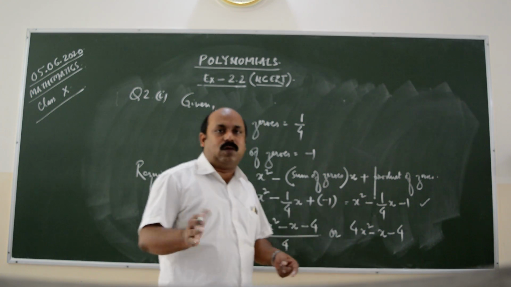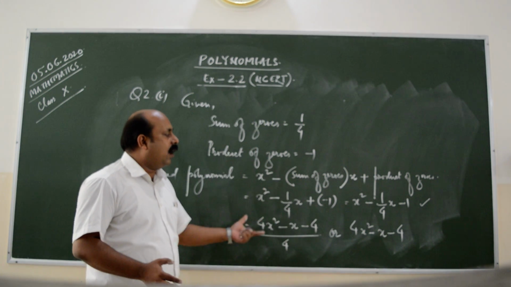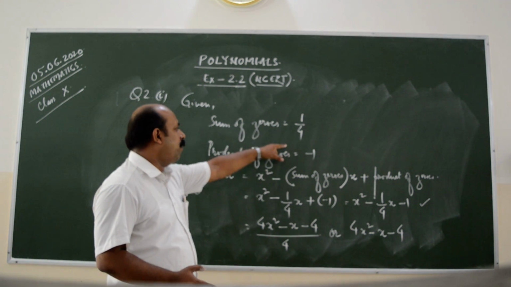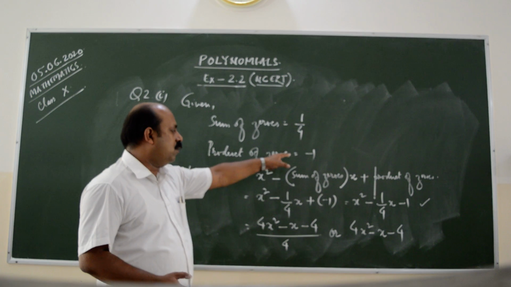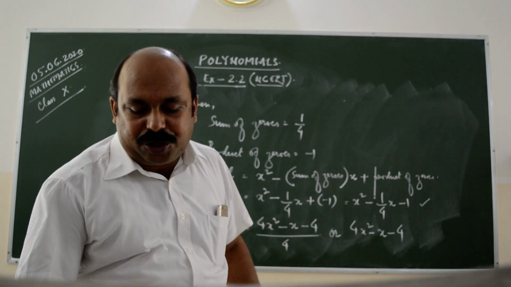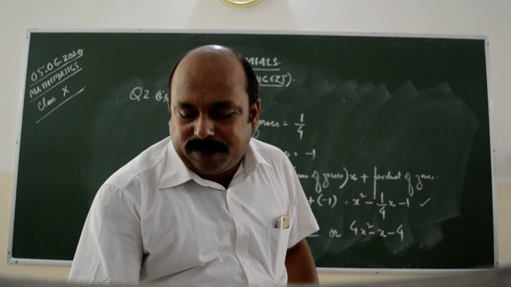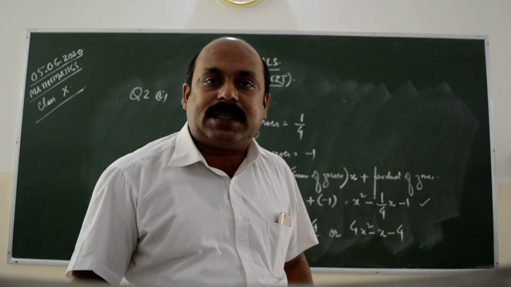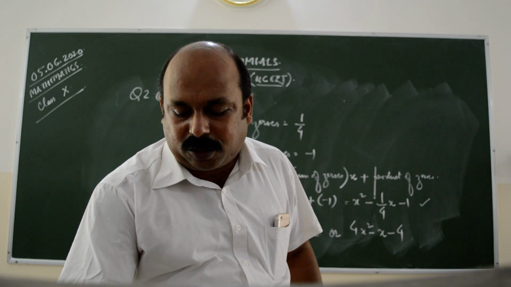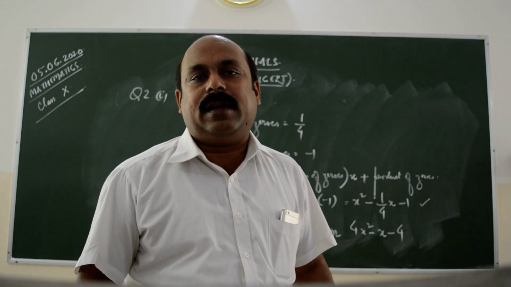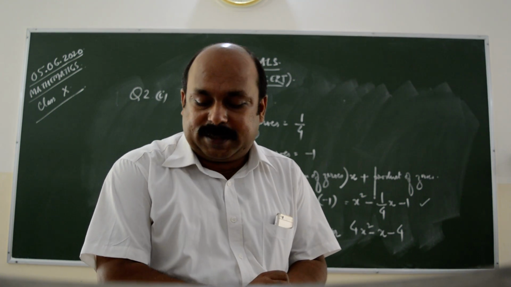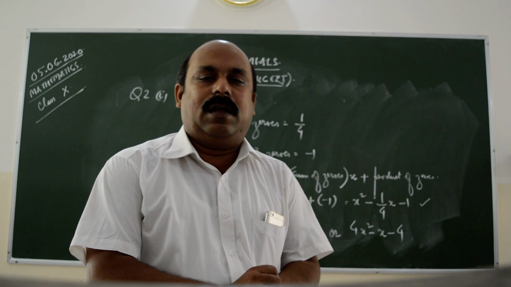So therefore you have to understand that all these are the quadratic polynomial whose sum of the zeros will be 1 by 4 and the product of the zeros will be minus 1. So in the same manner, in question number 2, you can solve the other questions which are of similar types. They have given you the sum of the zeros and the product of the zeros, and you have to simply write the quadratic equation. So I feel this exercise will be done by you on your own.